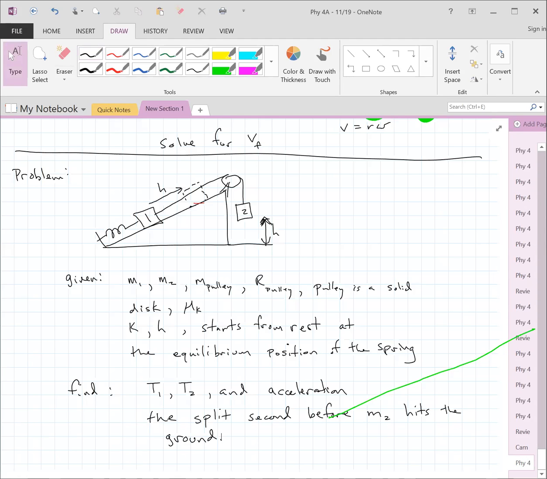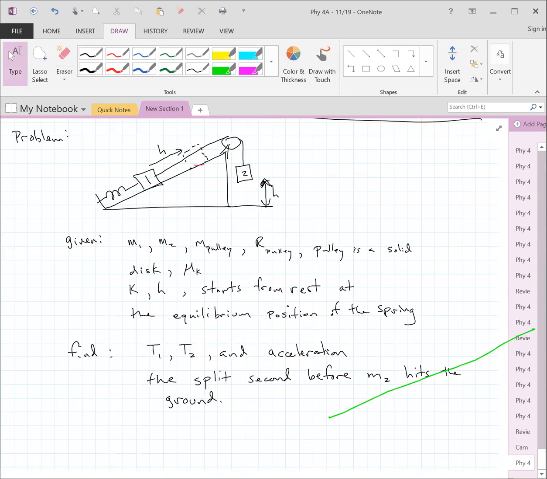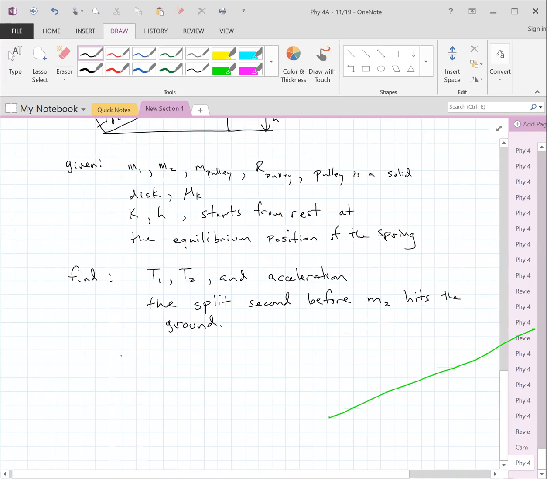Okay, so what I like to do, I know I'm looking for forces and acceleration. I'm thinking Newton's laws, right? Sum of the forces equals ma, sum of the torques equals I alpha. So I write a free body diagram. I draw a free body diagram for every mass in my system. I have M1, M2, and my pulley.